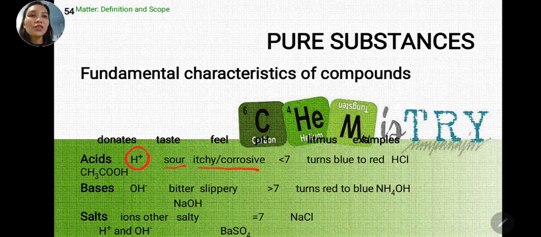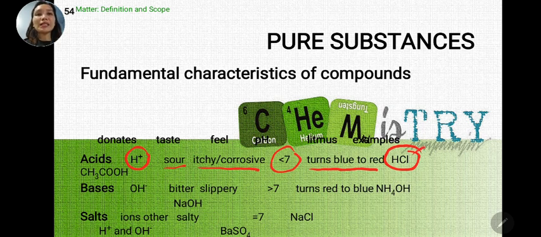It's itchy, corrosive. The pH of an acid is below 7. And it turns blue litmus paper to red. And an example is hydrochloric acid. Or sa household natin, yung hydrochloric acid is ginagamit natin as muriatic acid panlinis ng CR.